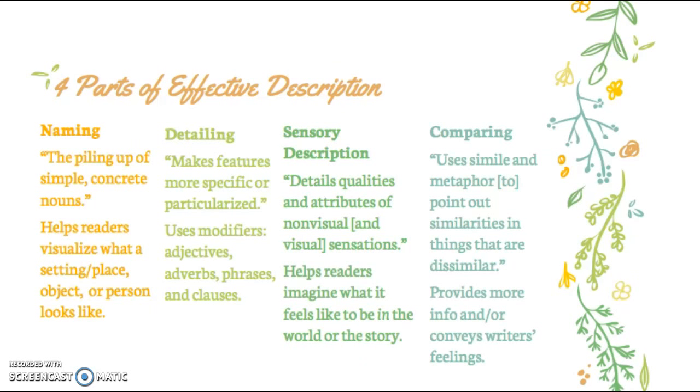So you're going to have to consider a lot of different elements. These include naming, detailing, sensory description, and comparing. Naming is essentially listing all of those important nouns, whether they are people, objects, places, or specific features of those places, people, and objects. Detailing includes modifying or describing the specific qualities of those objects.